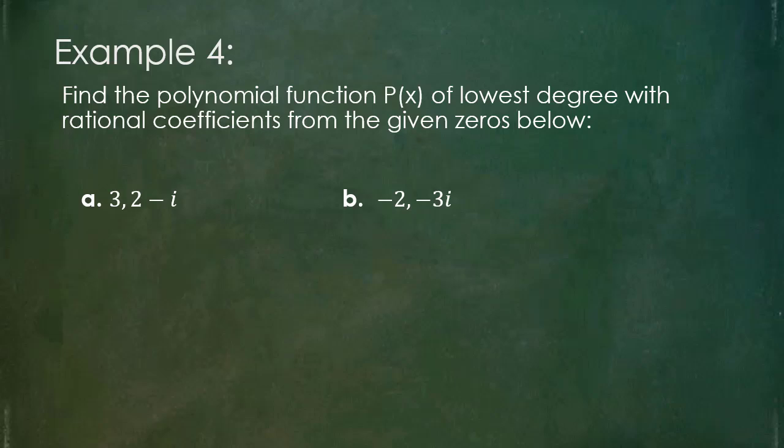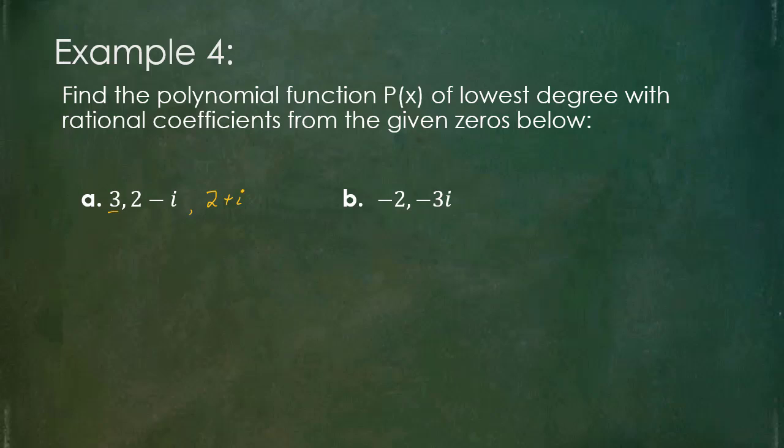So now that we've talked about how some of the zeros that we encounter will happen in conjugate pairs, let's go ahead and talk about how we can utilize this to come up with an actual polynomial that has those zeros. So part A here, notice they've given us a real zero, 3, and then an imaginary or complex zero, 2 plus i, which then means 2 minus i is guaranteed to be the remaining zero.